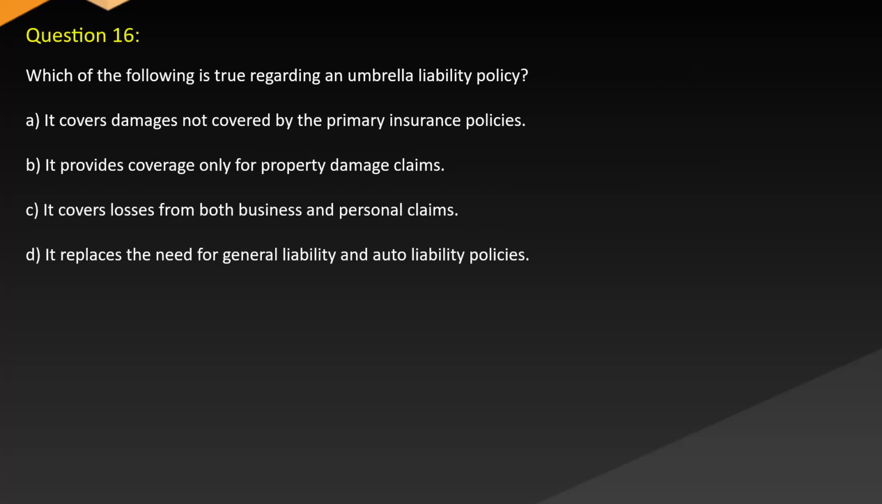Question 16. Which of the following is true regarding an umbrella liability policy? A. It covers damages not covered by the primary insurance policies. B. It provides coverage only for property damage claims. C. It covers losses from both business and personal claims. D. It replaces the need for general liability and auto liability policies.